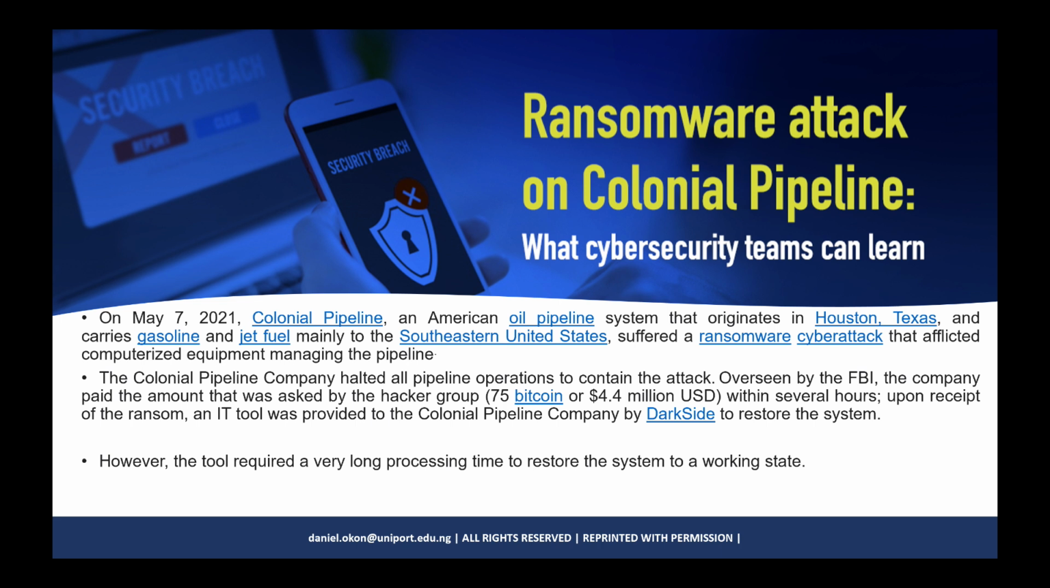On May 7, 2021, Colonial Pipeline Company, an American oil pipeline system in Texas, carrying gasoline, which is fuel, and kerosene, that is jet fuel, from Texas to the southeastern US, suffered a ransomware attack that afflicted their computer system.